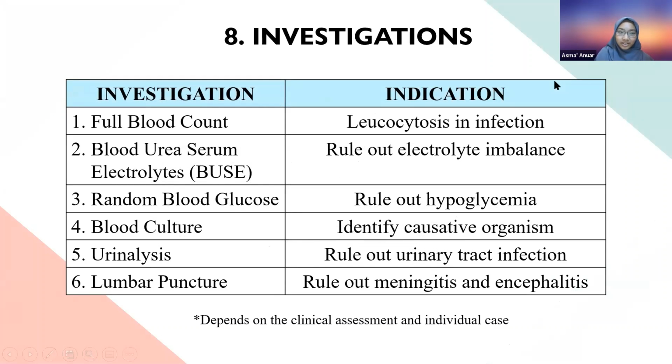So for the investigation, firstly, we can do a full blood count. If there is a case of infection, they can notice there's a leukocytosis. Secondly, blood urea and serum electrolytes to rule out any electrolyte imbalance such as hypo or hypernatremia. Thirdly is random blood glucose to rule out hypoglycemia. Blood culture to identify the causative organism. Urinalysis to rule out urinary tract infection, and also lumbar puncture to rule out meningitis and encephalitis.